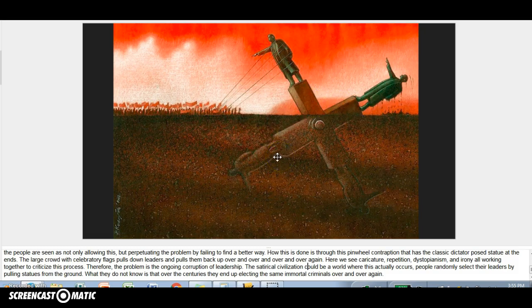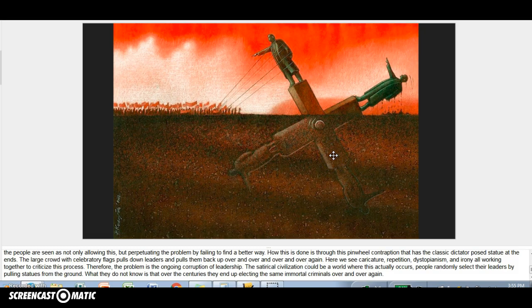So here we're seeing caricature used, repetition used, dystopianism, and irony, and all of these are working together to criticize this process of overthrowing leaders and replacing them with those who are going to do the same exact thing. Therefore, the problem is the ongoing corruption of leadership.